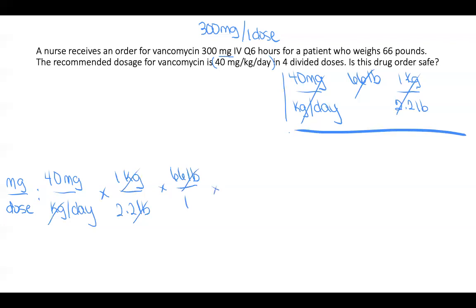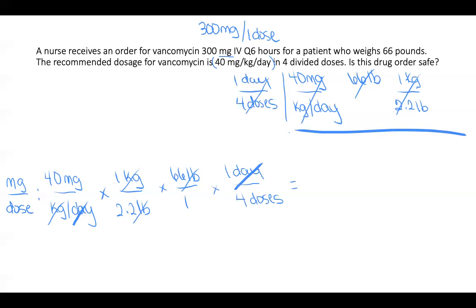Okay, so let's look at the order. Remember, apples to apples. So we've got to look at what the order says. And the order says Q6 hours. Q6 hours means that in 1 day, this patient is going to get 4 doses, right? 1 24-hour period, 4 doses. So we're going to plug that in: 1 day over 4 doses. Now we can cancel days, and we're left with milligrams per dose, which matches what we're looking for.